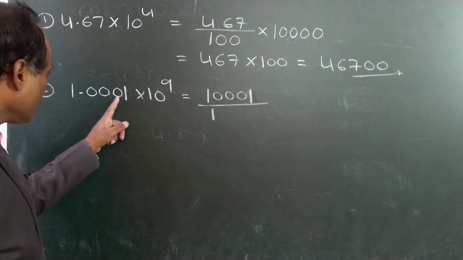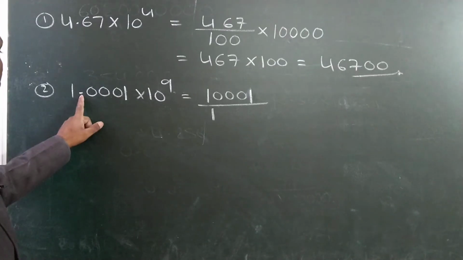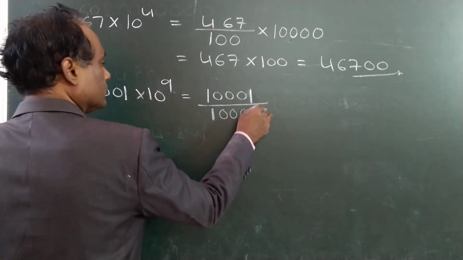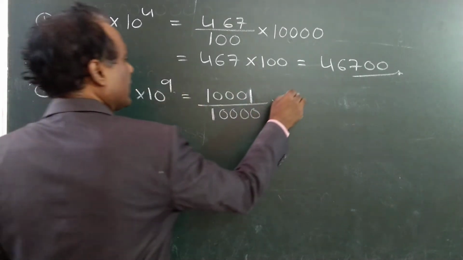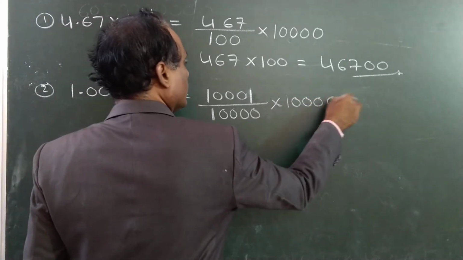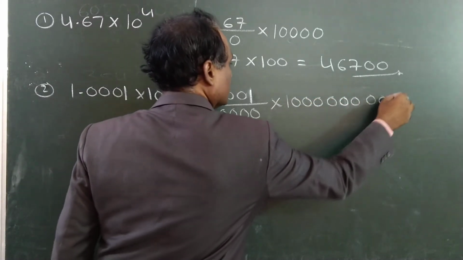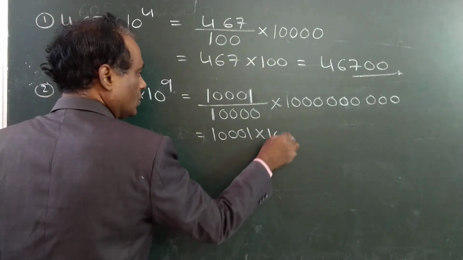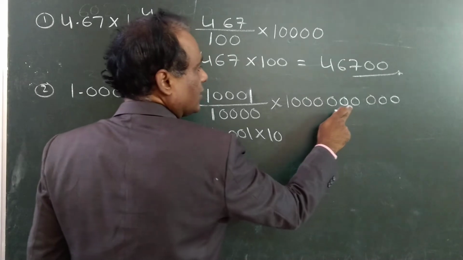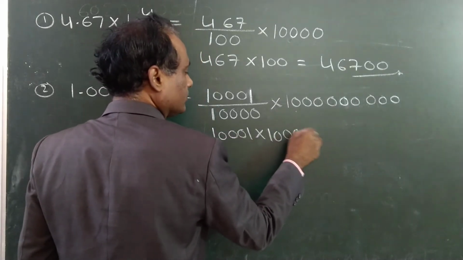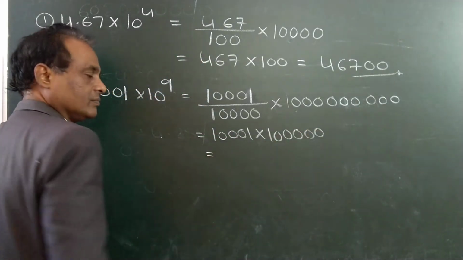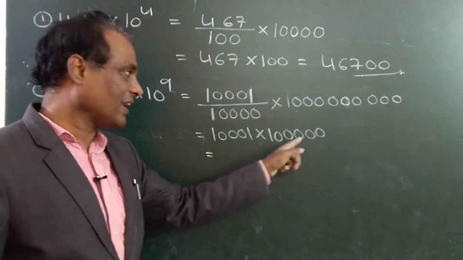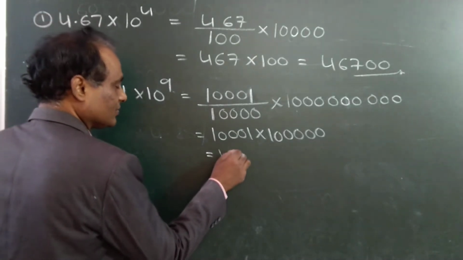After decimal, 1, 2, 3, 4 digits. So 4 zeros. 10 to the power of 9 means 9 zeros. 4 zeros cancel. 5 zeros remain. Multiply these two. What is the answer?